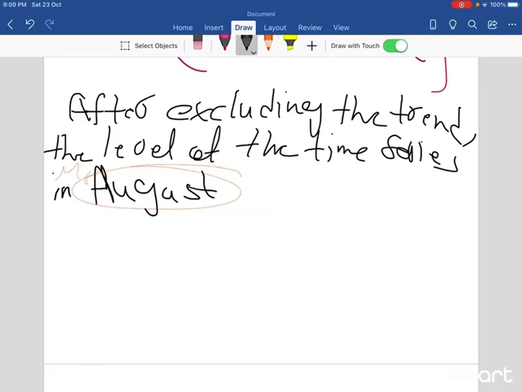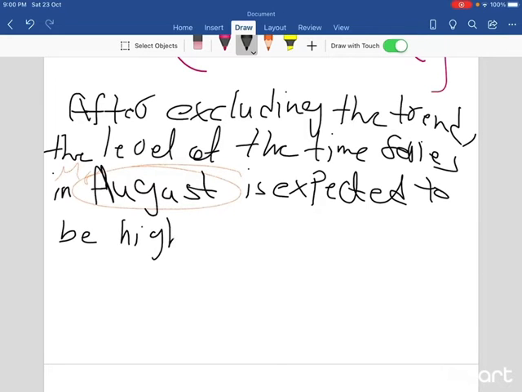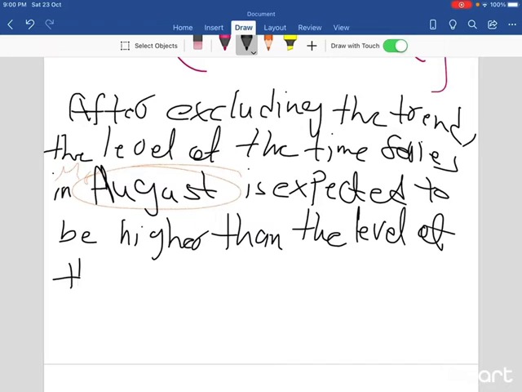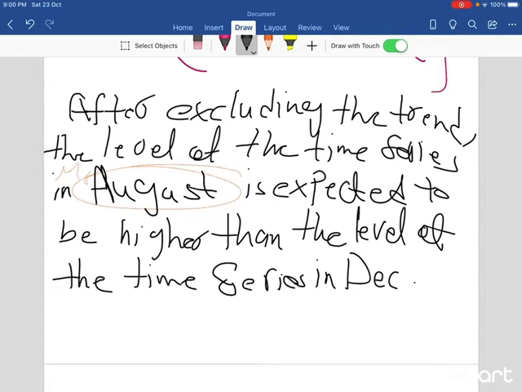Then it is expected to be higher than the level of the time series in December. Why here do we write higher than? Because beta 8 is greater than 0. And why do we write here December? Because the reference is December.